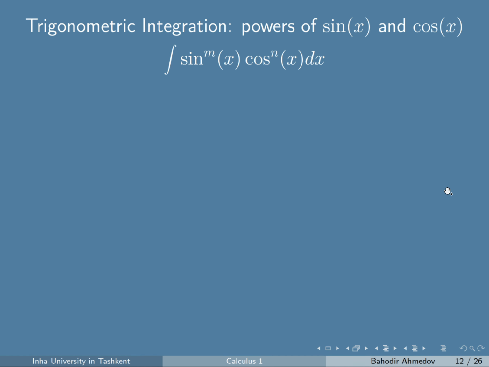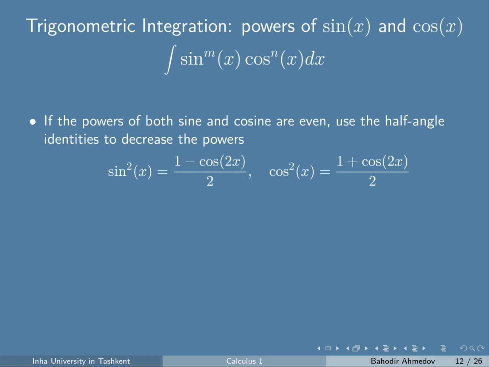So if both of the powers are even, then we need to try to decrease the power degrees using the half-angle formulas. So basically, sine squared of x can be written as (1 minus cosine of 2x) over 2, and cosine squared of x can be written as (1 plus cosine of 2x) over 2. And at the same time, you should know this formula: sine of 2x is equal to 2 sine of x multiplied by cosine of x, right?